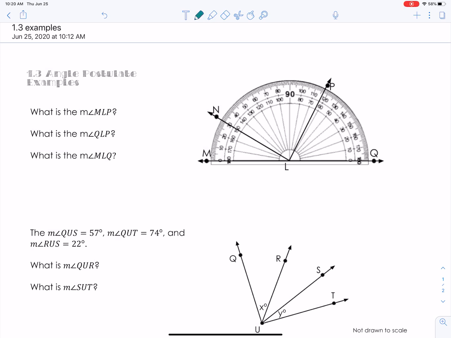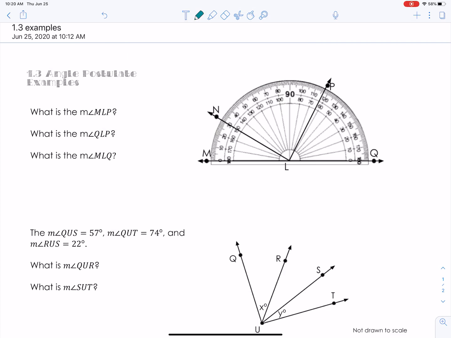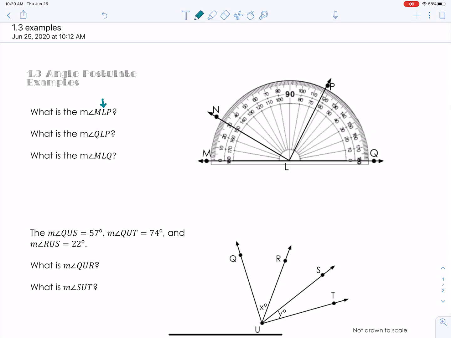Okay, let's look at some examples from this lesson. The first one is asking us to use a protractor. It says, what is the measure of angle MLP? So remember that the middle letter is the vertex. Let's make that a little bit smaller so we can see it better. There we go. And the vertex, when you're using a protractor, always goes right there at the center, where all the angles meet up.